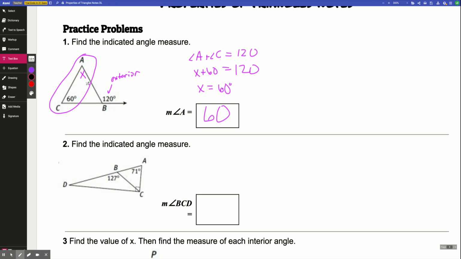Now, bonus, just based on that information, we can classify this triangle as an equilateral triangle, because you have two angles that are already given to you that are 60 degrees, which means the third one has to also be 60 degrees. So equilateral triangle, right? Okay, let's look at number 2.